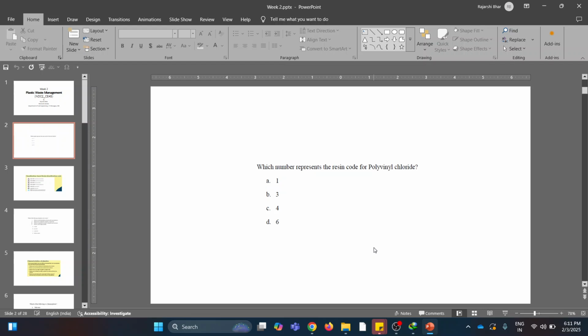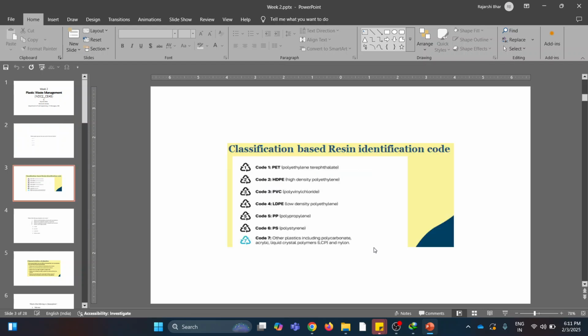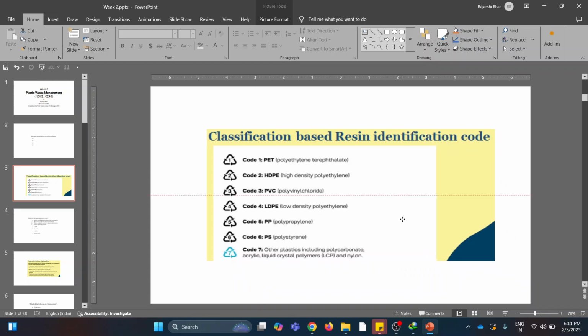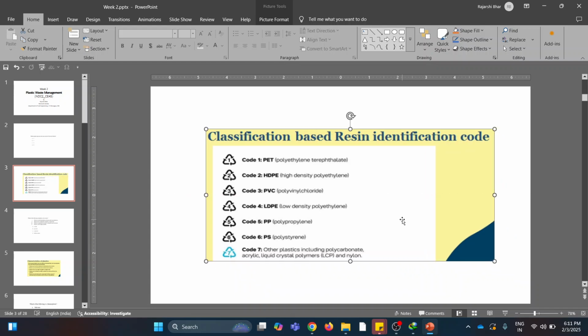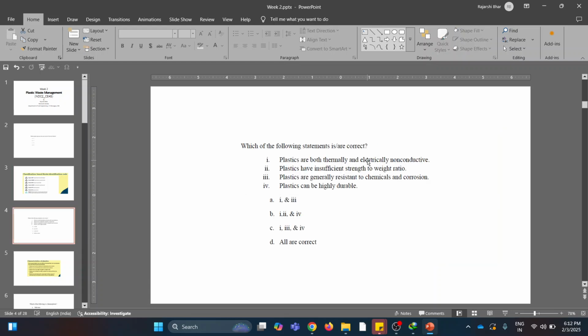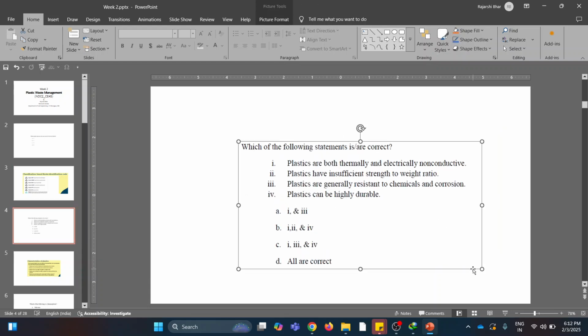Yes, 3 is the correct answer. So here you can see that there are different types of plastics. PET is 1, HDPE is 2, PVC is 3, low density polyethylene is 4, polypropylene 5, polystyrene 6, and then there are some other types of plastics like polycarbonate, acrylics, and all those, which come under the category of 7. So moving to the next question, which of the following statements is or are correct?